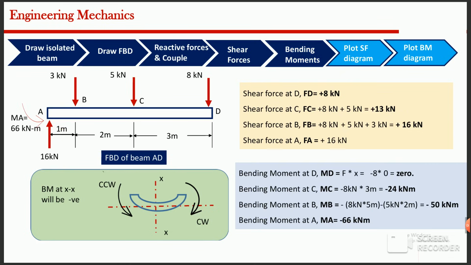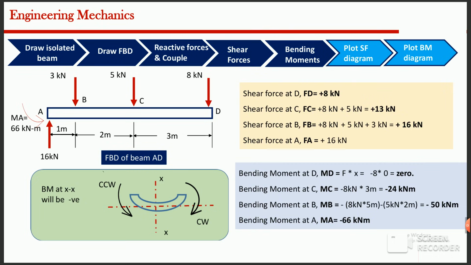Now let us calculate the bending moment. At the free end D, the bending moment is 0. At a free end, the bending moment is always 0. At point C, only the 8 kilonewton load contributes. Therefore, the bending moment is minus 24 kilonewton meters.